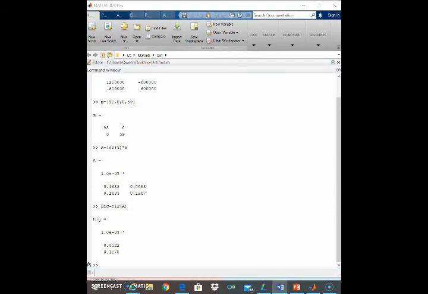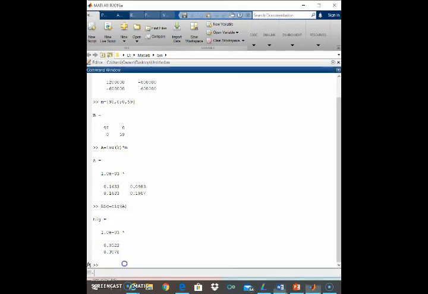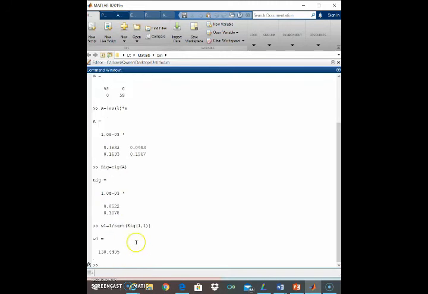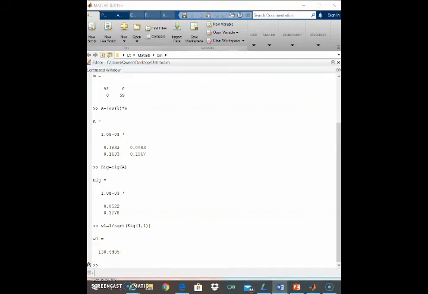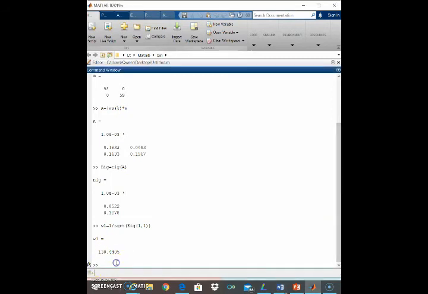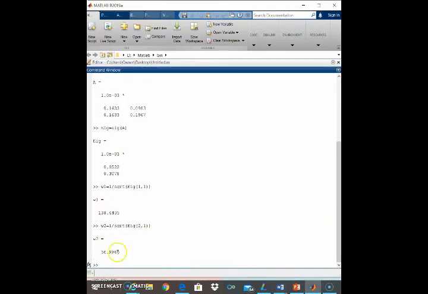And we calculate the natural frequency, the highest one, using this formula. And this value is our highest natural frequency. While for the second natural frequency, we're using this formula. So this one is our lowest natural frequency.